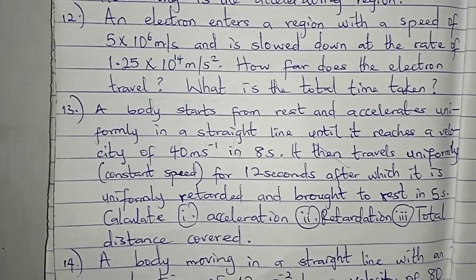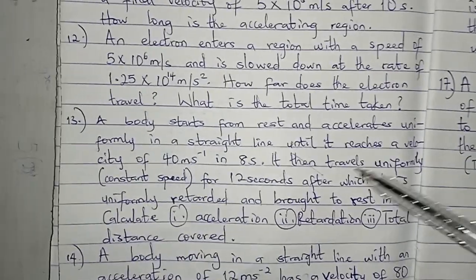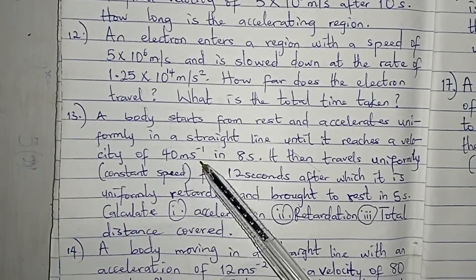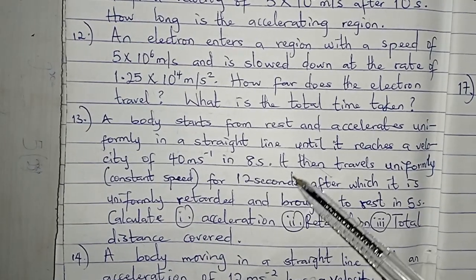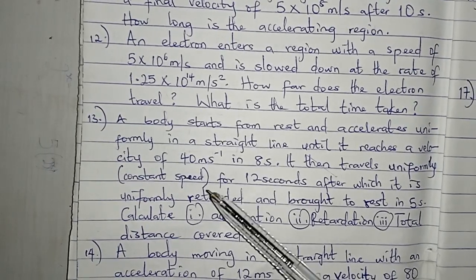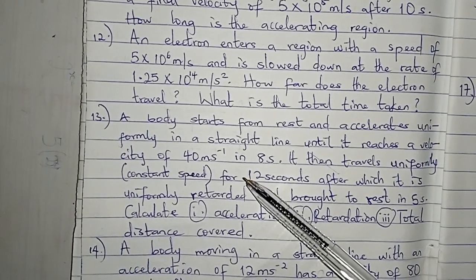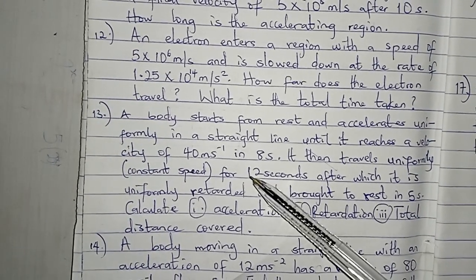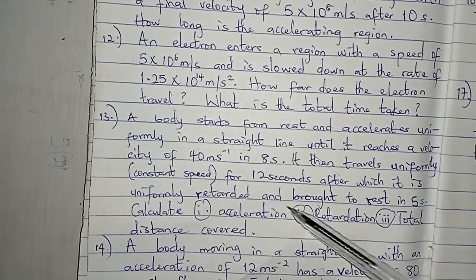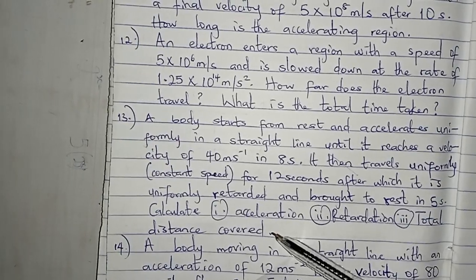Question 13. A body starts from rest and accelerates uniformly in a straight line until it reaches a velocity of 40 meters per second in 8 seconds. Notice, they now put a full stop. It then travels uniformly, at constant speed, at uniform velocity, or you say at constant velocity, acceleration is 0, for 12 seconds, after which it is uniformly retarded and brought to rest in 5 seconds. Calculate the acceleration, the retardation, and the total distance covered.